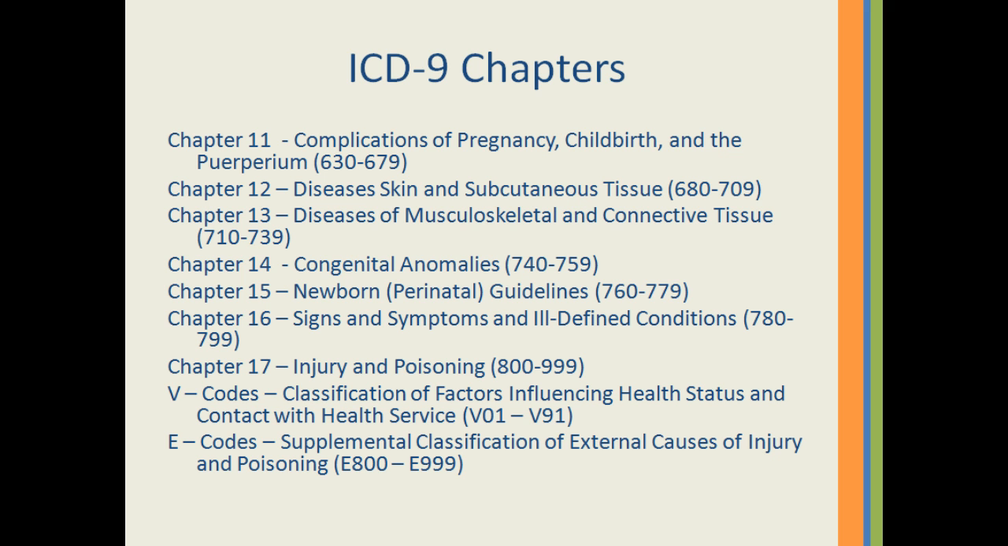I want to bring your attention to V codes and E codes. You have your V codes and you have your E codes. V codes are pretty much a classification of factors influencing health status and contact with health services, and that's V01 through V91. And you also have E codes, which are supplemental classification of external causes of injury and poisoning, and that's E800 through E999.